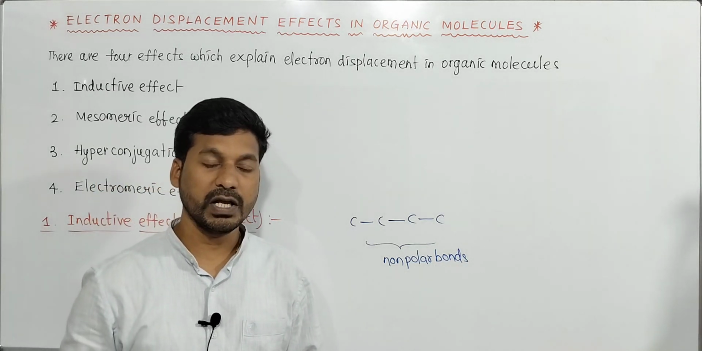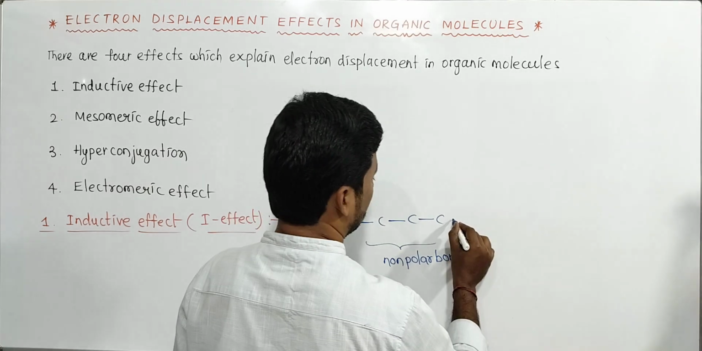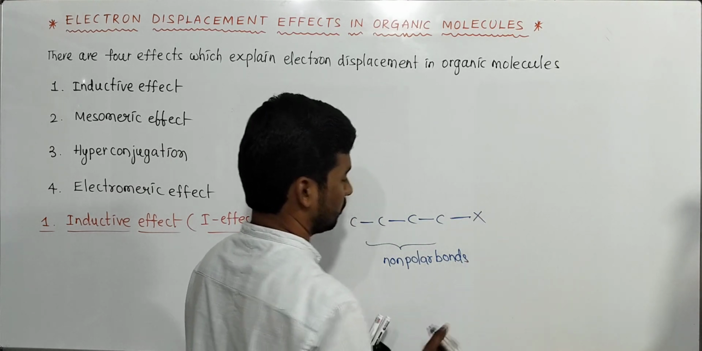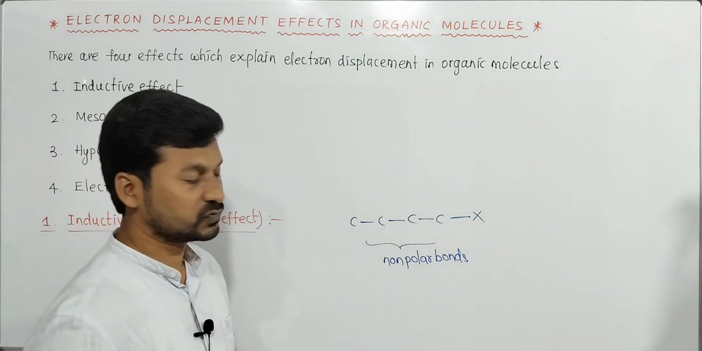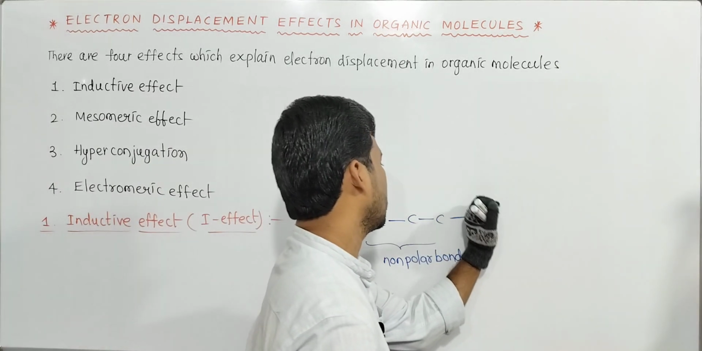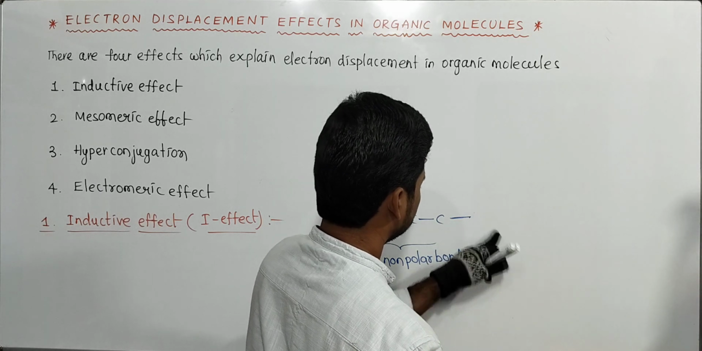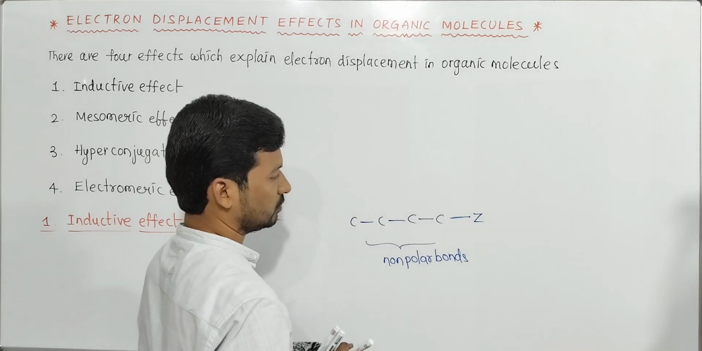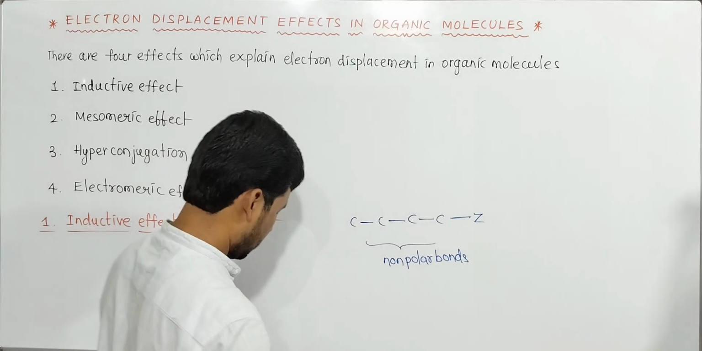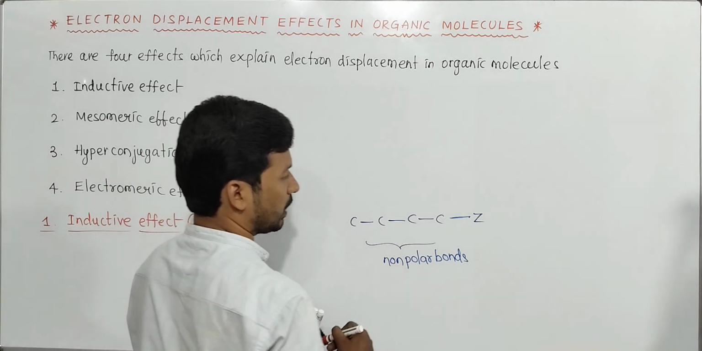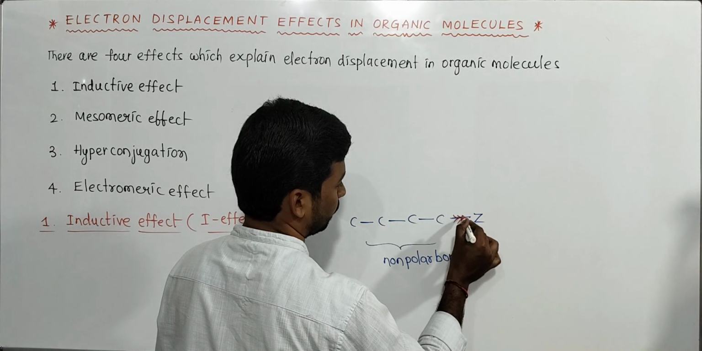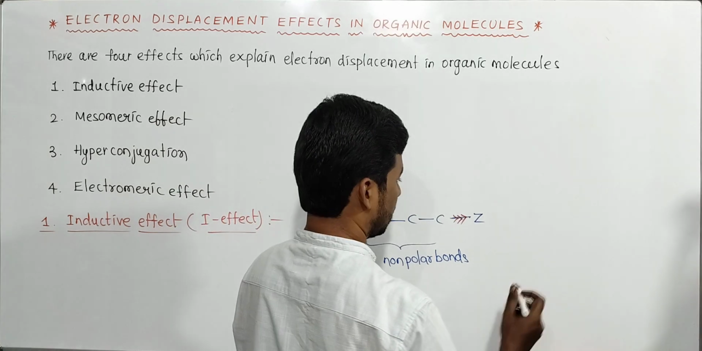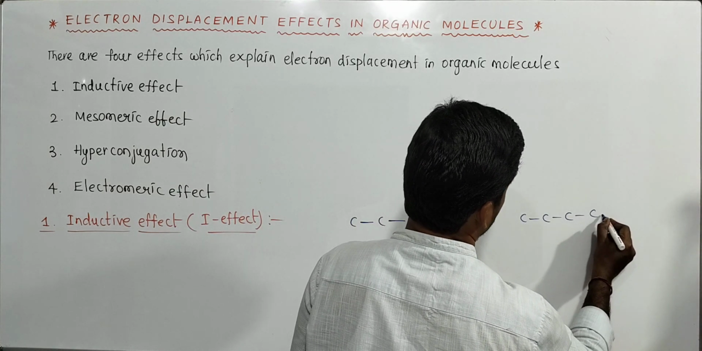In these bonds, polarity is induced due to the presence of some different atom, whatever it may be. Here this is Z, some Z atom. Z atom is different from carbon, that's why it may attract the bond pair electron towards itself like this, or it may push electron towards the carbon chain. The other possibility is also there.